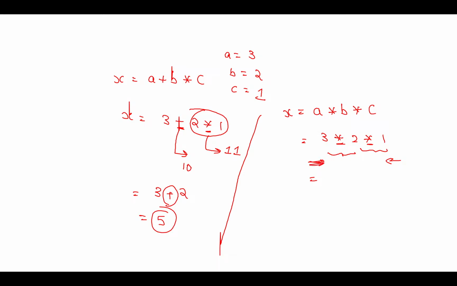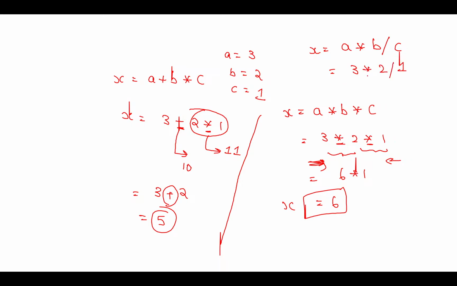So it will be starting from here. 3 into 2, that is 6, and 6 into 1, that is again 6. So the final answer, the x value, will be equal to 6. Okay, so if I just change my expression, x equal to a into b divided by c, now what will happen? We have taken the same values, let's say 3 into 2 divided by 1.